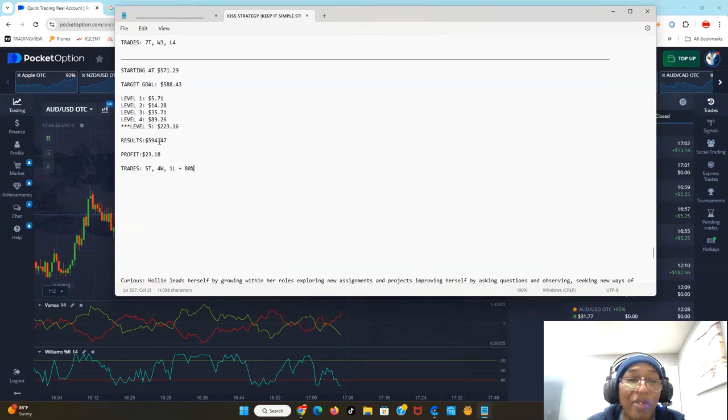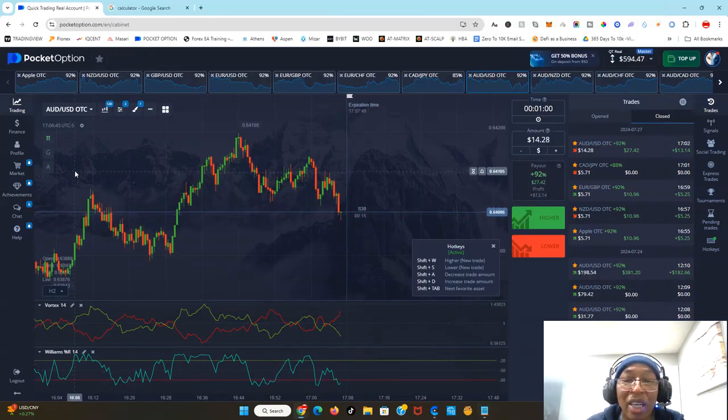You can see 594.47. We made 594.47 in 5 minutes using 2 indicators plus the key strategy. And the indicators are the Vortex and the William. And with that, ladies and gentlemen, I'm going to call it quits for the day.